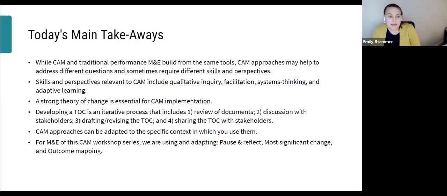So for today's main takeaways, CAM and traditional performance M&E are built on the same foundations, but the CAM approaches can be used to answer slightly different questions and may require different skill sets and perspectives. Qualitative inquiry, facilitation, systems thinking, and adaptive learning are a few skill sets and perspectives that are relevant to many of the CAM approaches. Strong theories of change are essential for CAM. Theory of change development is iterative with multiple steps. CAM approaches are adaptable to your context. And we're using 3 approaches for M&E of this workshop alone: pause and reflect, most significant change, and outcome mapping.